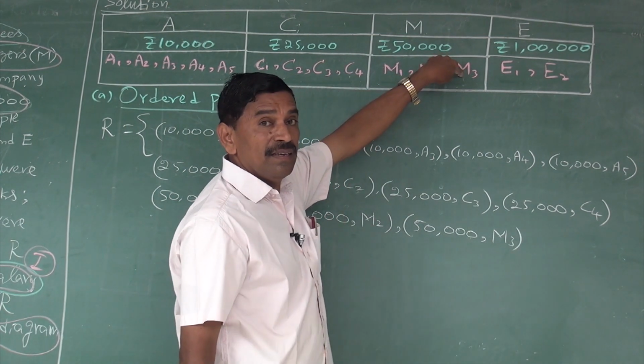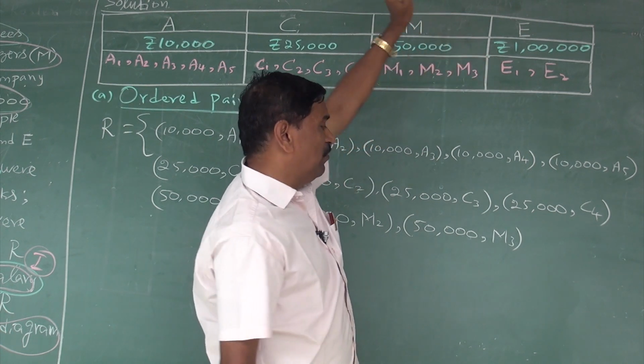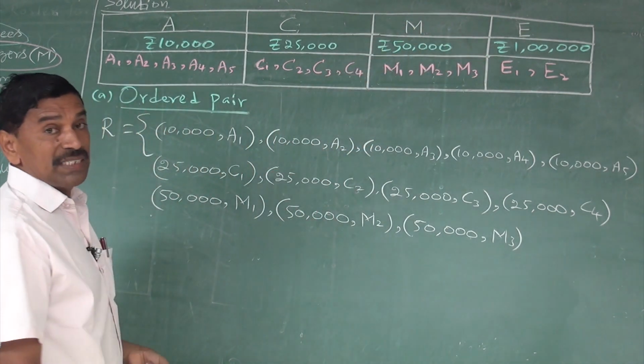Next, is 50,000 related to M4? No. Very good. Third row completed. What is the fourth row?